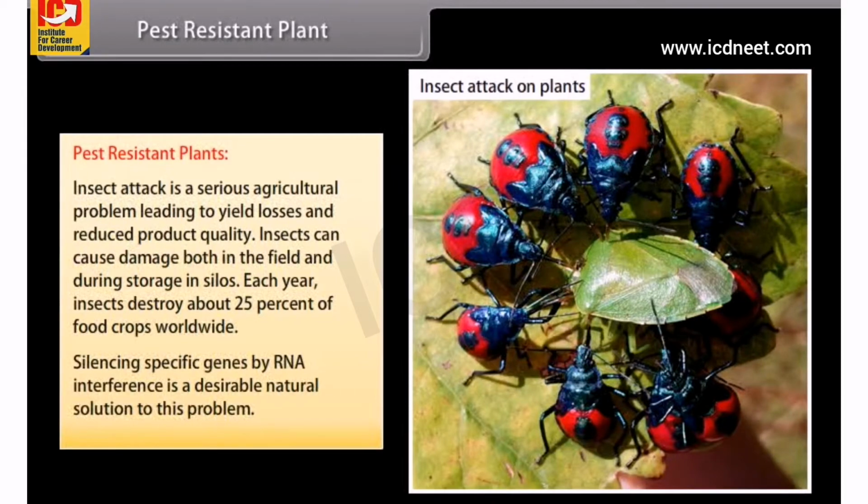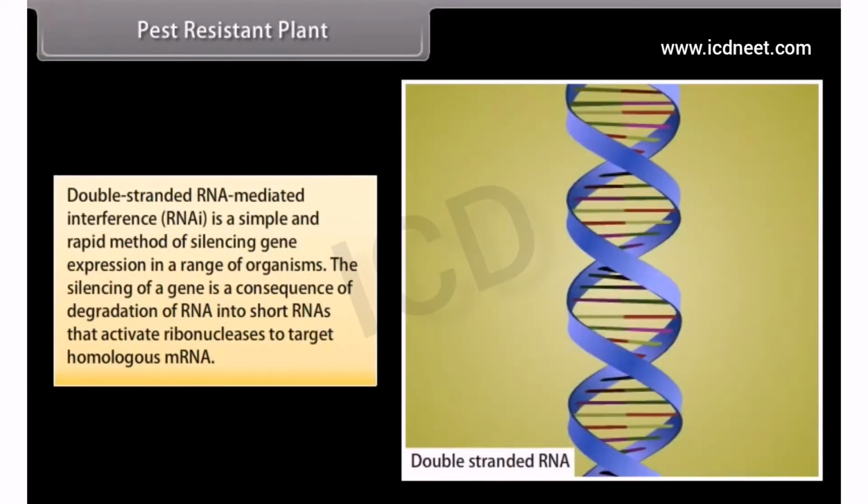Silencing specific genes by RNA interference is a desirable natural solution to this problem. Double-stranded RNA-mediated interference, RNAi, is a simple and rapid method of silencing gene expression in a range of organisms. The silencing of a gene is a consequence of degradation of RNA into short RNAs that activate ribonucleases to target homologous mRNA.